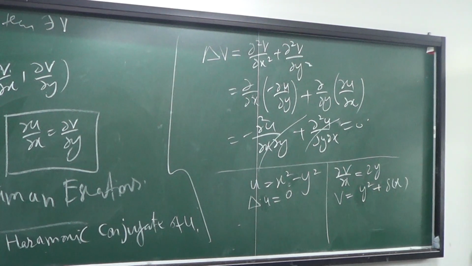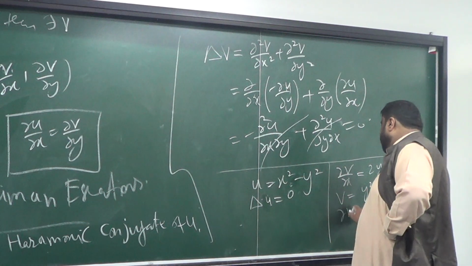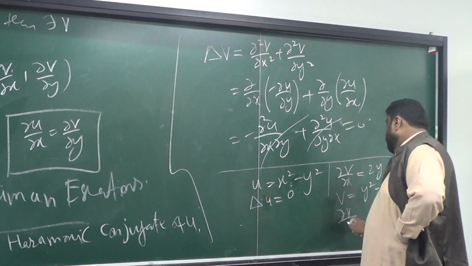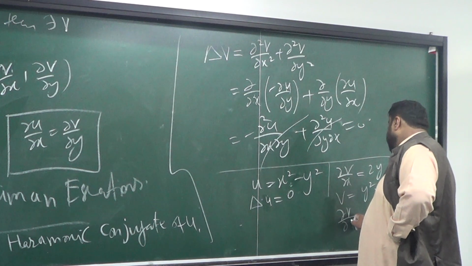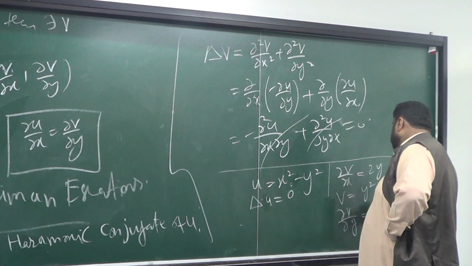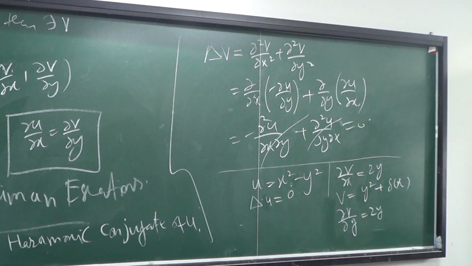So how can I find this unknown function? Differentiate it. If I differentiate it with respect to, for example, x or y, say y, I'm going to get 2y. No, I need to differentiate it with respect to x.